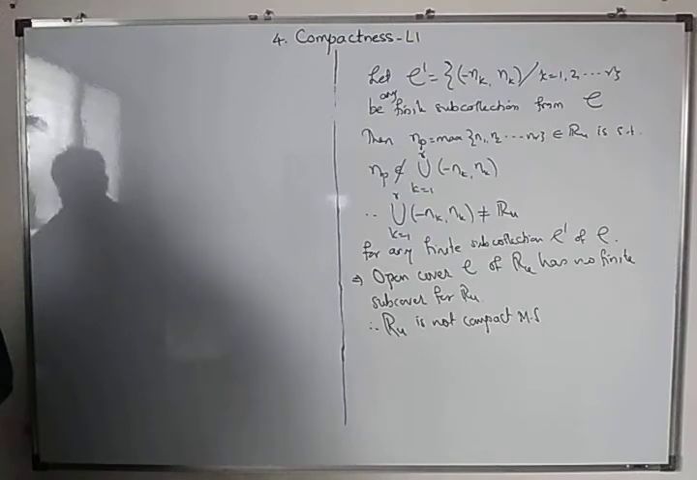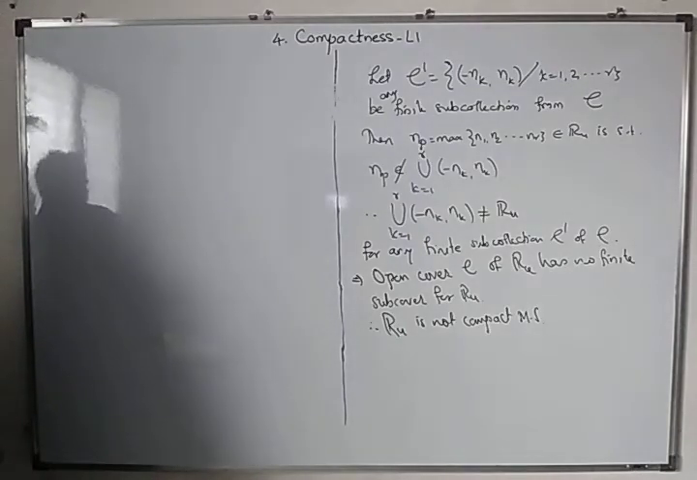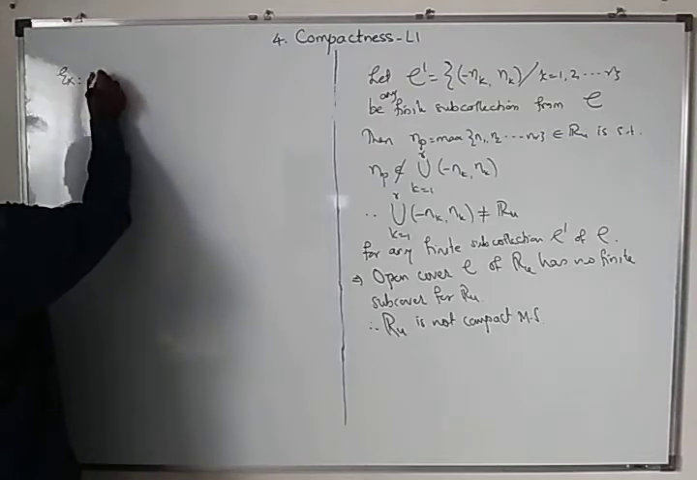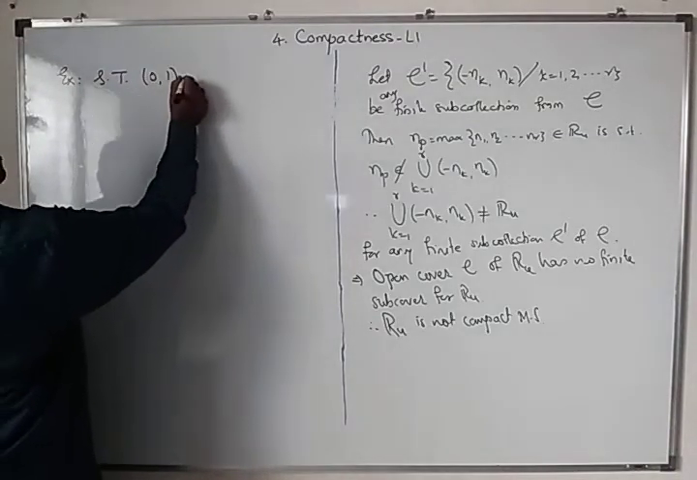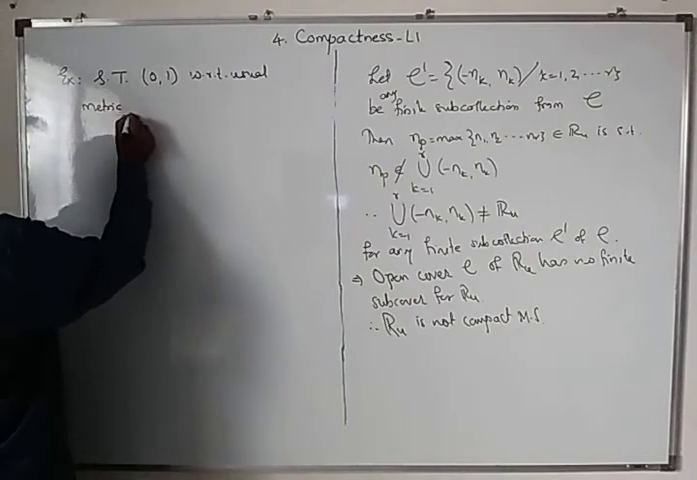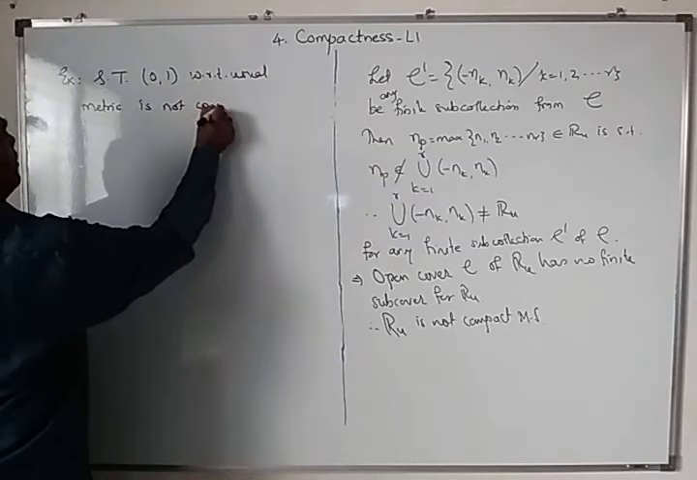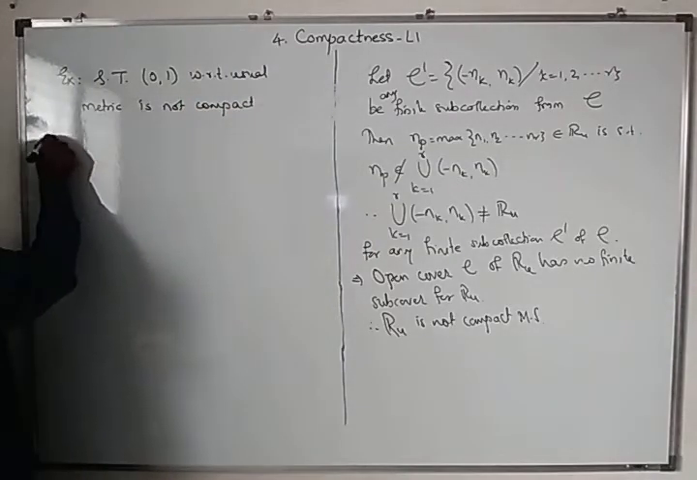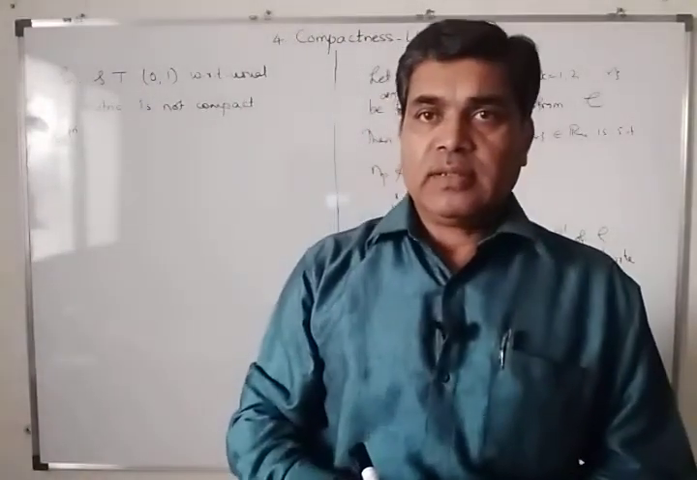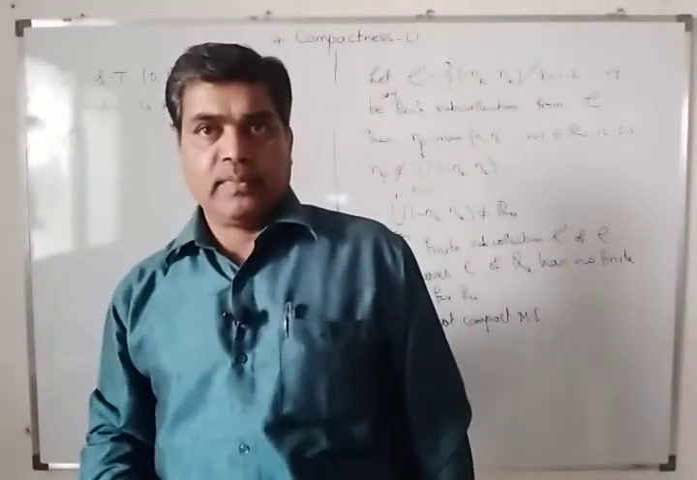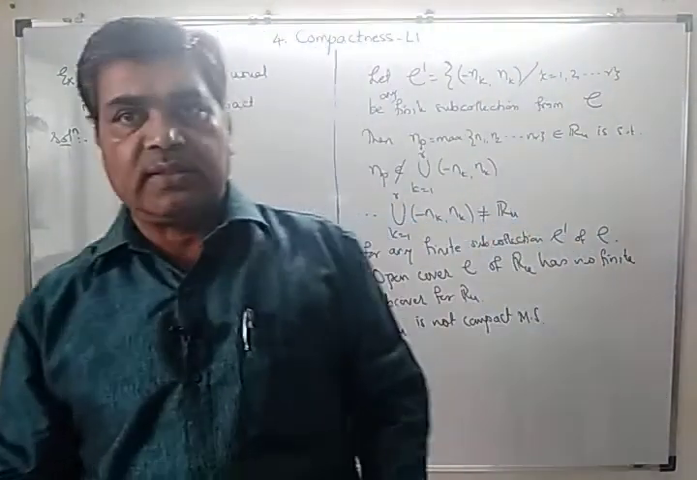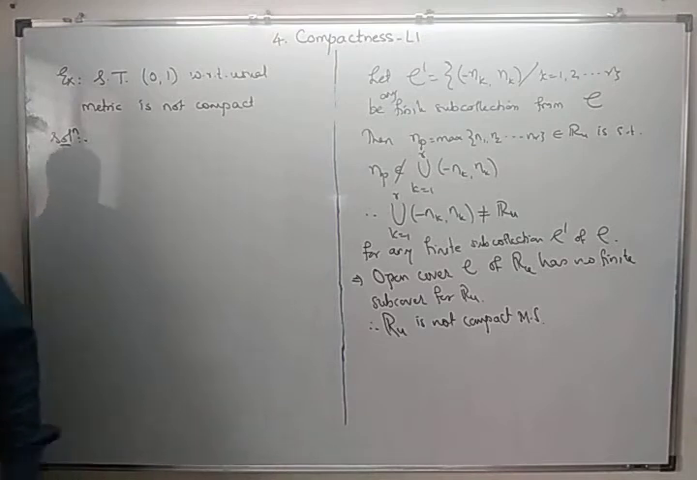If I take the next example to be the open interval 0 to 1, that open interval (0, 1) with respect to the usual metric is not compact. So you have to construct some open covering for the open interval (0, 1) having no finite subcover. So we'll try to construct some open covering for (0, 1).